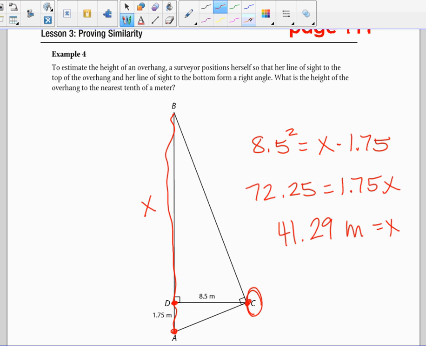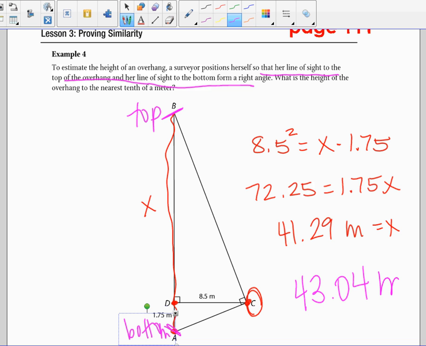You want to pay attention to this. Her line of sight to the top of the overhang and to the bottom of the overhang. That means this is the top of the overhang and this is the bottom. So you don't want just to end with the 41.29. You want to add them together. So the actual height is going to be 41.29 plus the 1.75. So you get 43.04 meters is the total height of the overhang.